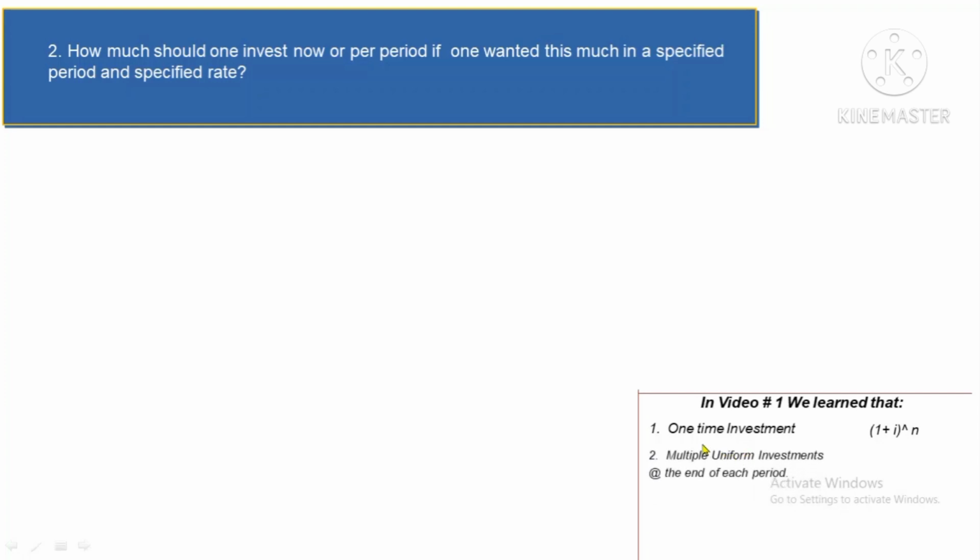And then, if we have multiple uniform investments at the end of each period, we use 1 plus i raised to the power of n again. However, we add two elements, which are the minus 1 and the over i. But if we have multiple uniform investments at the beginning of each period, we follow this one. However, we add another two elements, which are the plus 1 on the n as well as the final minus 1.